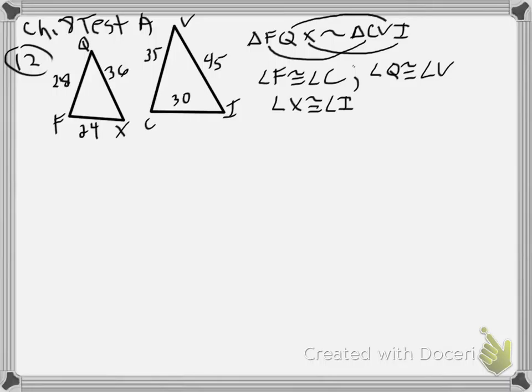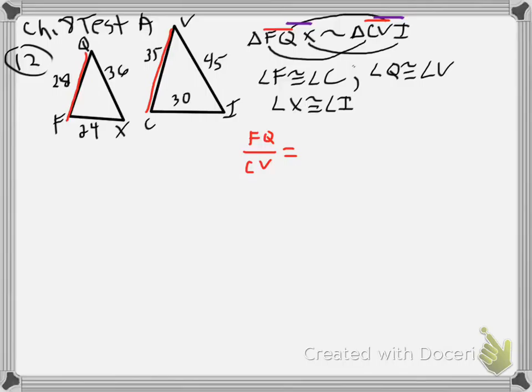Then you've got to match up sides, but they want them in a statement of proportionality. So let's do this. What are the first two sides here? F and Q and C and V. Well, they look in the right spot. So let's write that. FQ divided by CV. That's supposed to equal, and let's use a different color, X and Q and I and V.